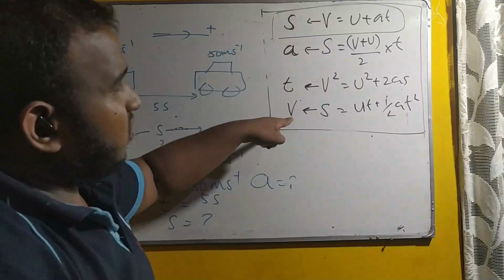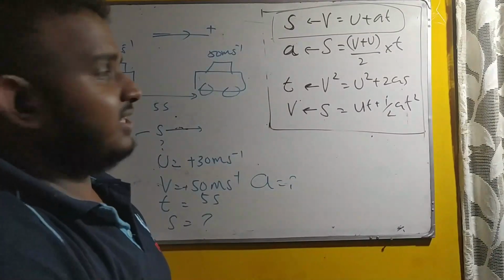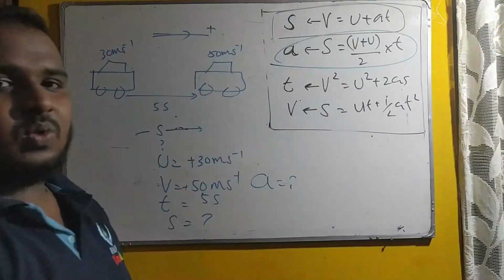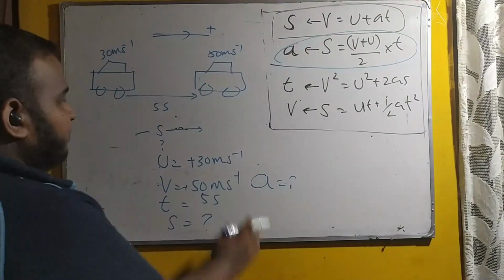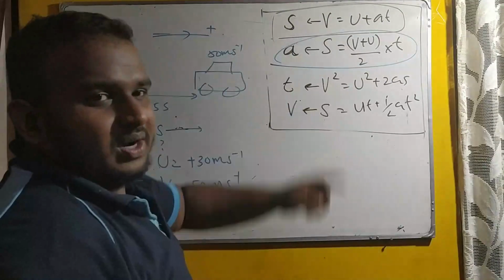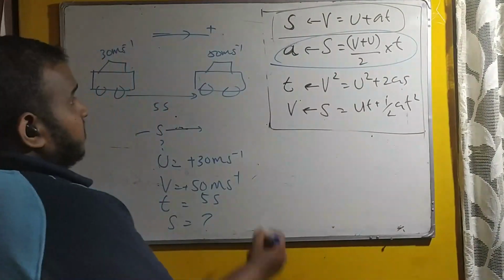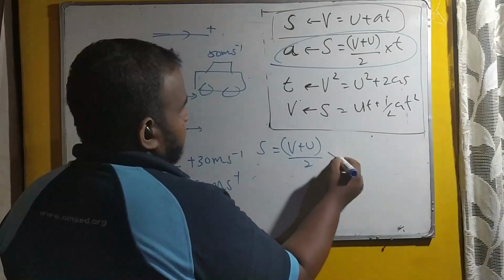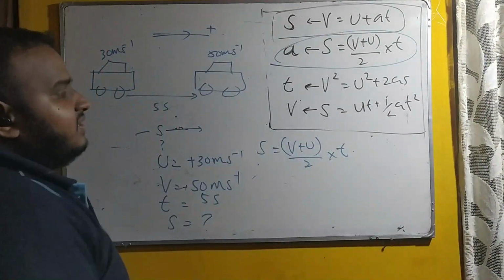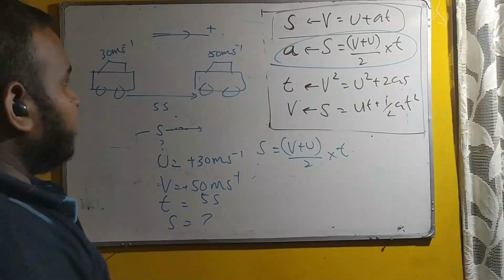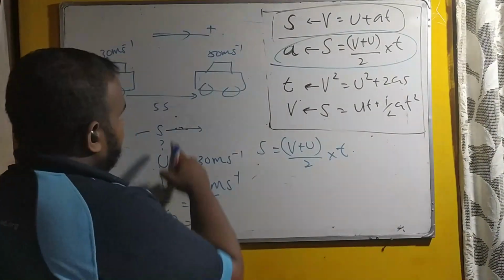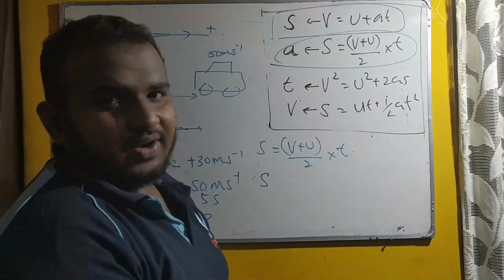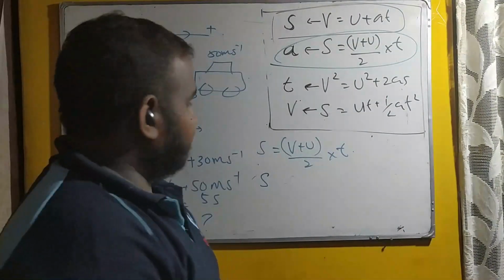So out of these four, which equation is not with acceleration? The second one. Therefore, you should select the second one as the equation to find the answer. So you know that S is equal to (V plus U) divided by 2, into T. S is the value we need to find. We don't know the value of S.